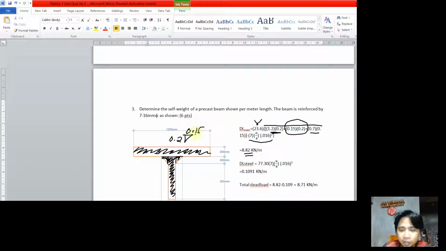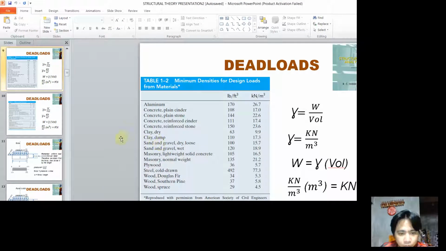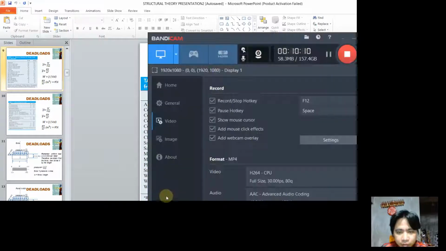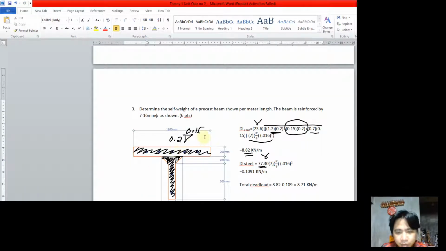And then for the steel dead load, we have 77.3. This is the gamma referring to the table. So here is the table, steel cold drawn, that is equivalent to 77.3. So going back to our solution, we have 77.3 times the 7 areas of 16 millimeter diameter.